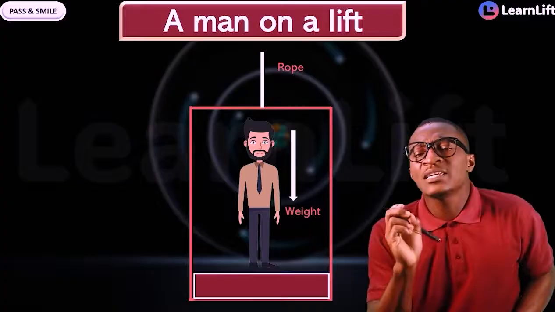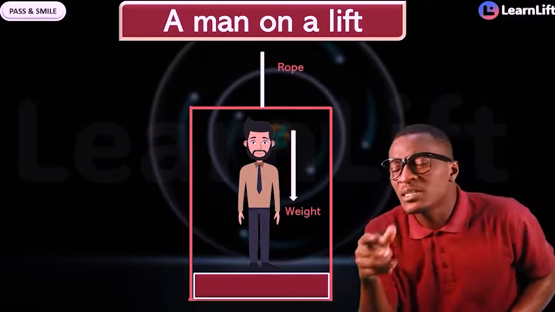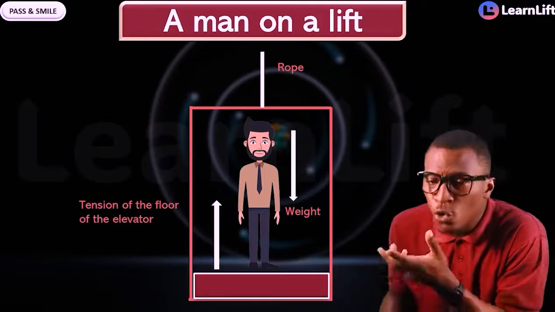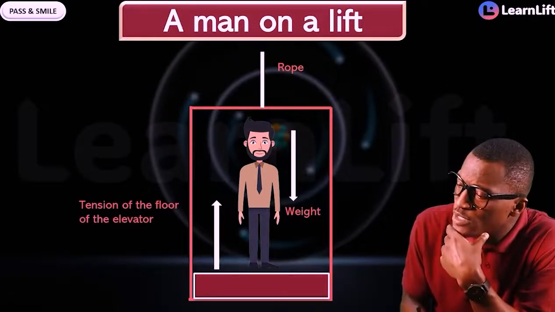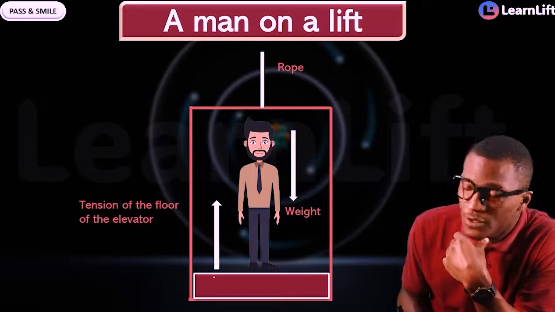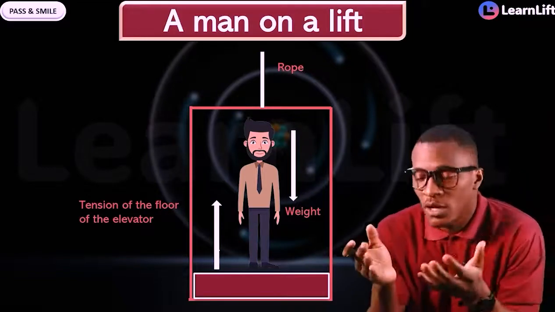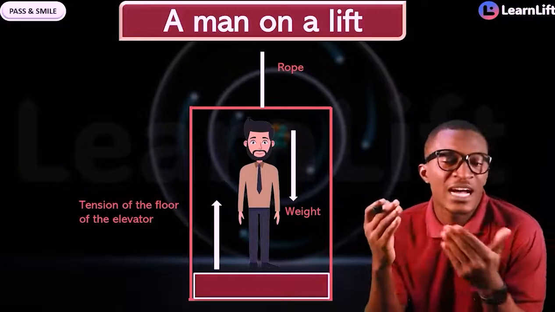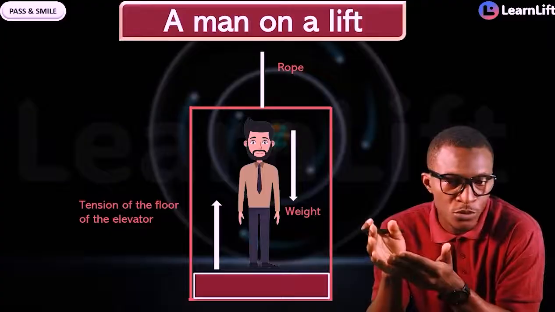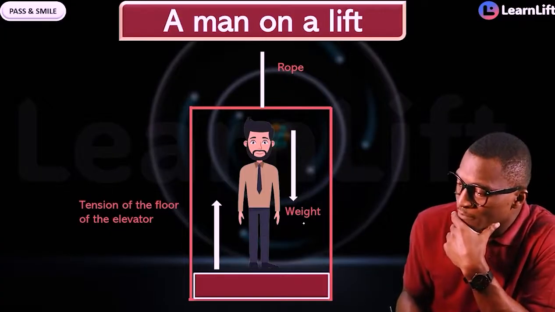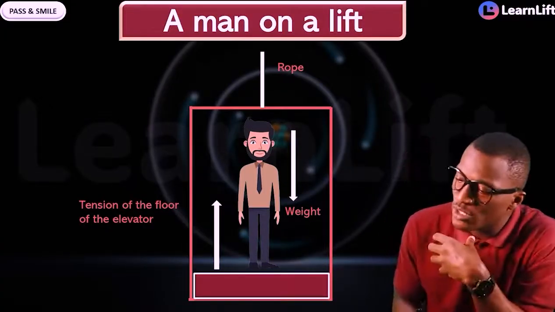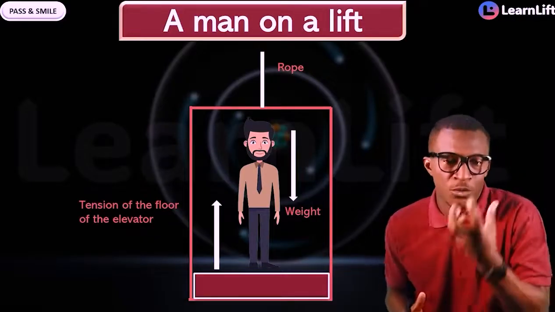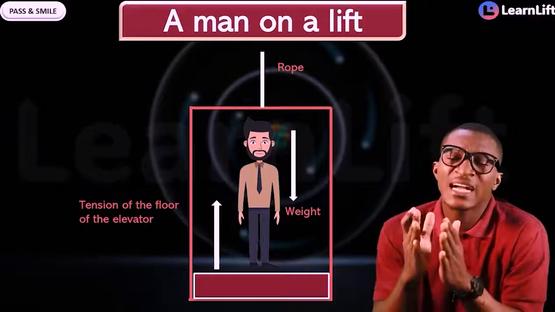Are you seeing that? The second force that acts on this man in the lift is called the tension. Either we call it the tension or you call it the reaction. The tension is simply the tension of the floor of the elevator. You can see that one is acting upward. Of course, what should come to your mind, Newton's third law, which is action and reaction. They are equal, but they are opposites. So number one, the weight of the man, which is acting downward, and number two, the tension or the reaction of the floor of the elevator, which is acting upward. So these are the two forces that act on a man in a lift.